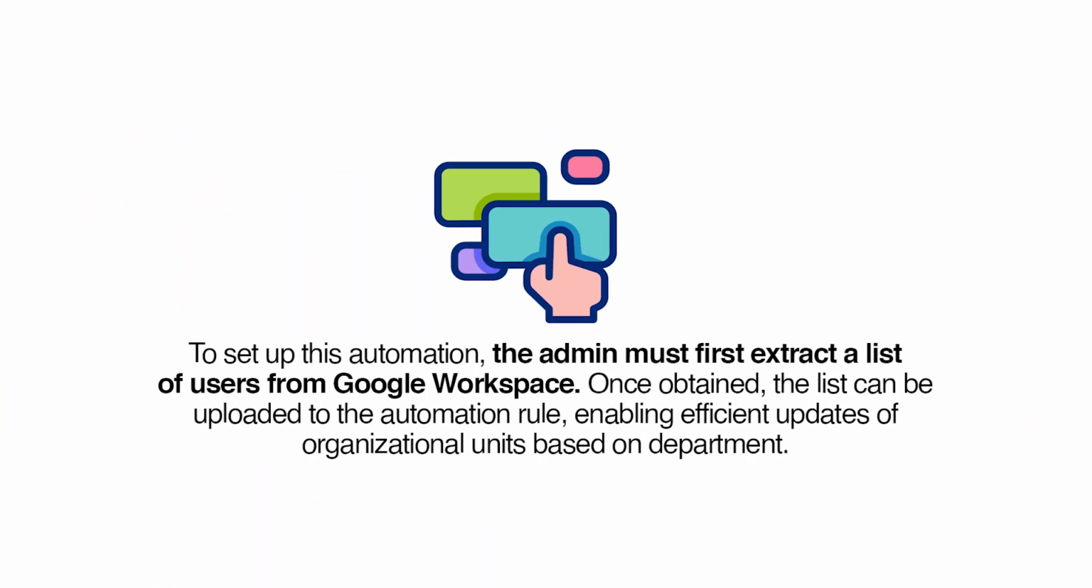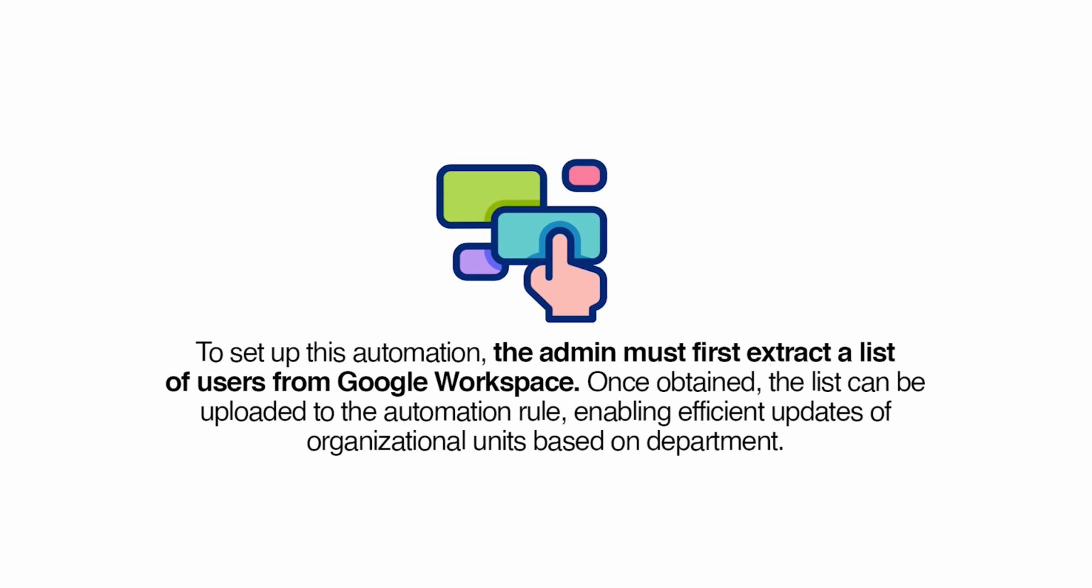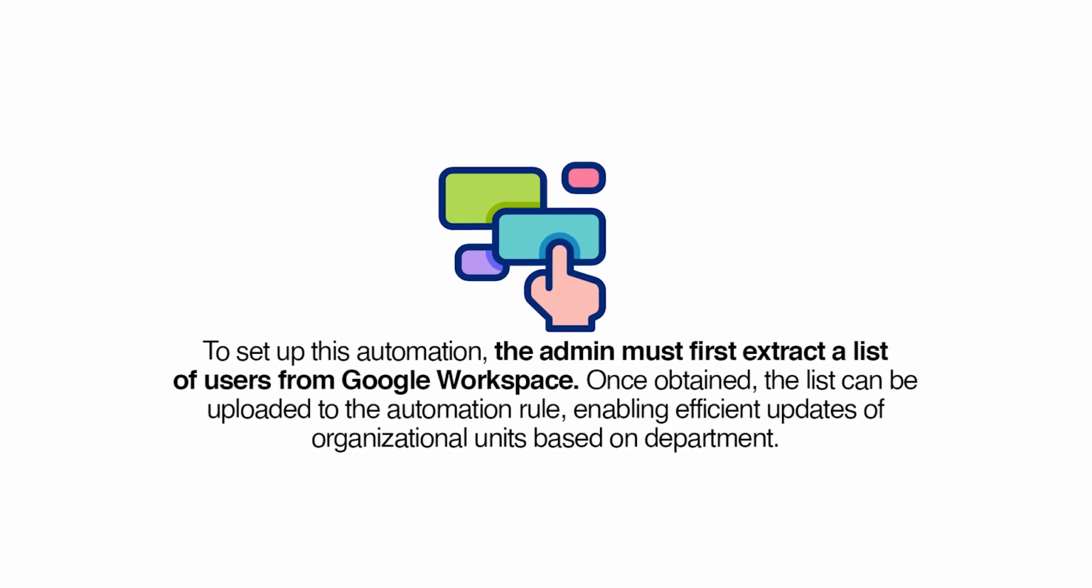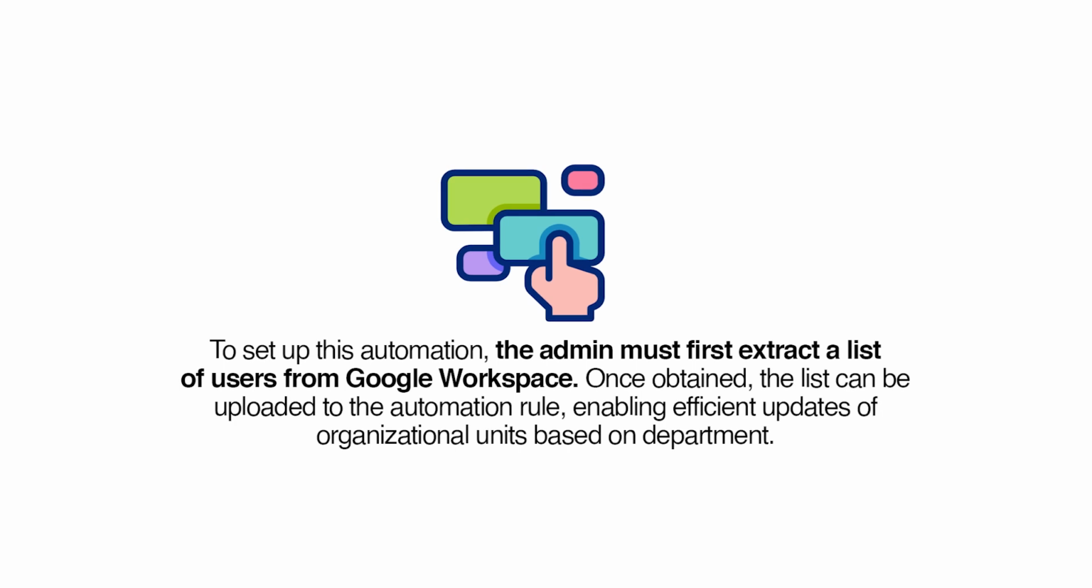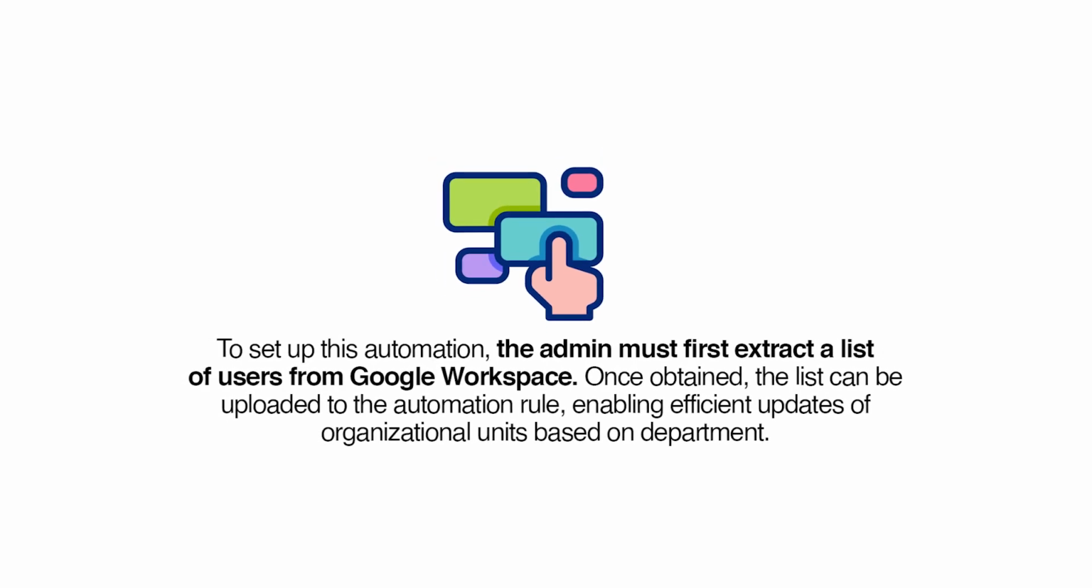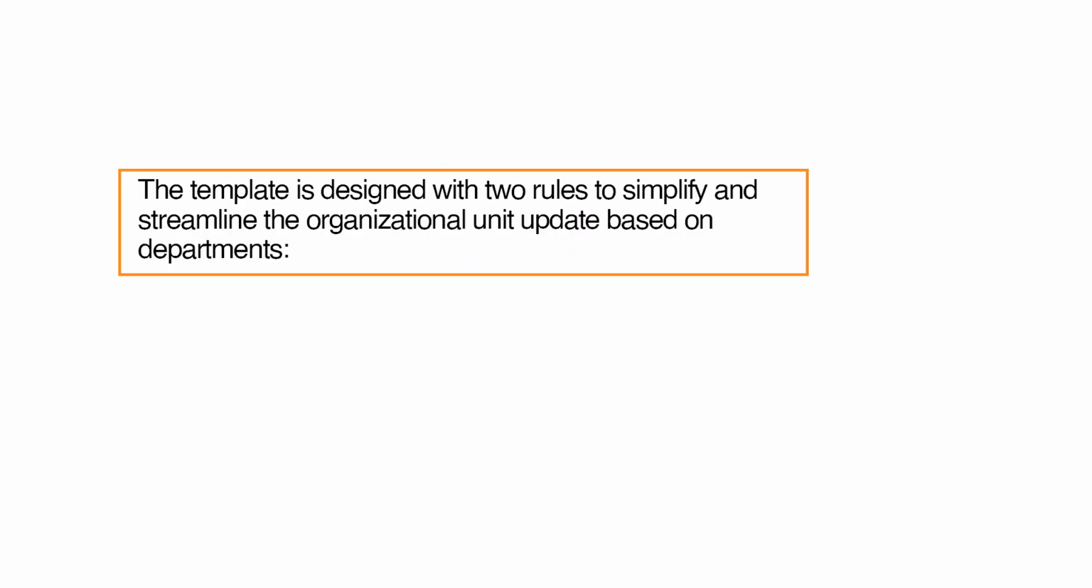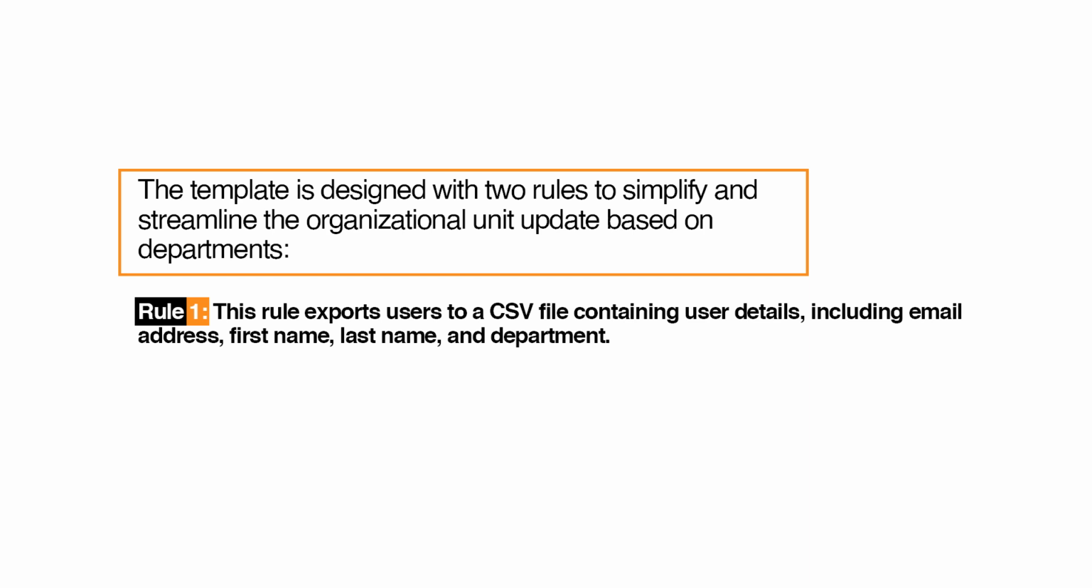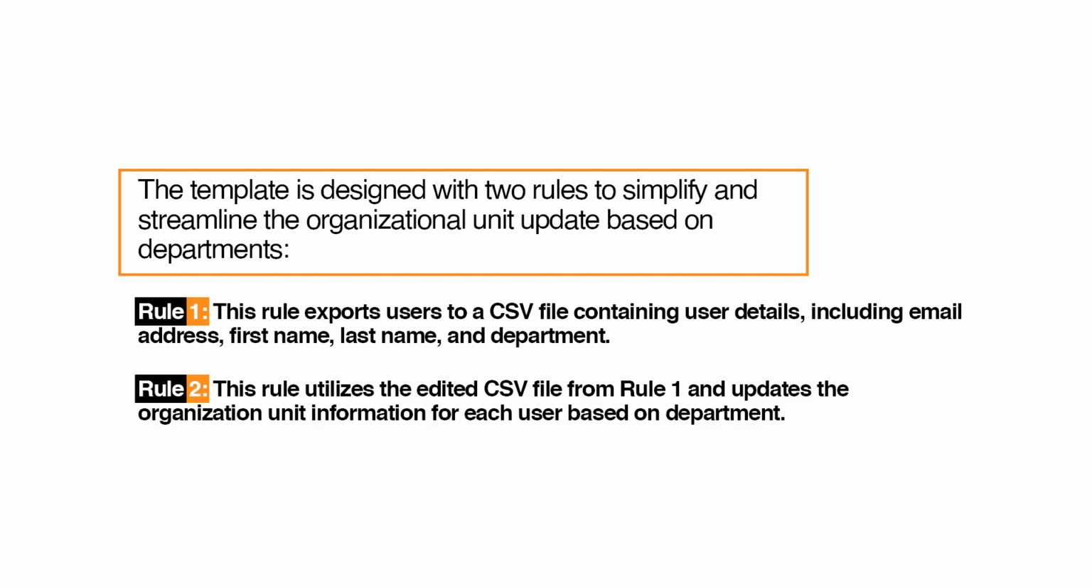To set up this automation, the admin must first extract a list of users from Google Workspace. Once obtained, the list can be uploaded to the automation rule, enabling efficient updates of organizational units based on department. The template is designed with two rules to simplify and streamline the organizational unit update based on departments. Rule 1. This rule exports users to a CSV file containing user details, including email address, first name, last name, and department. Rule 2. This rule utilizes the edited CSV file from Rule 1 and updates the organization unit information for each user based on department.